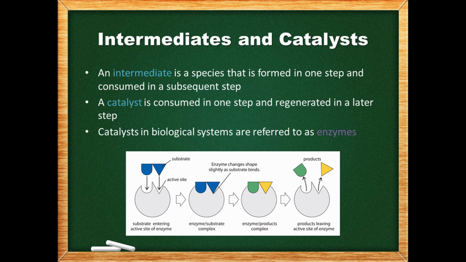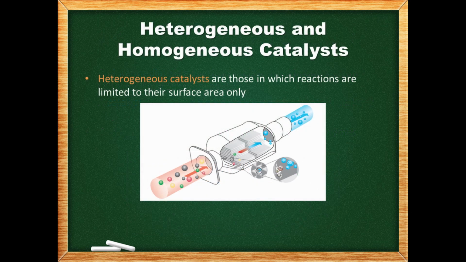This species is known as an intermediate. As we have seen before, a catalyst is consumed in one step and regenerated in a subsequent or later step. Catalysts in biological systems are referred to as enzymes, which are proteins that have an active site. We can classify catalysts as one of two categories.